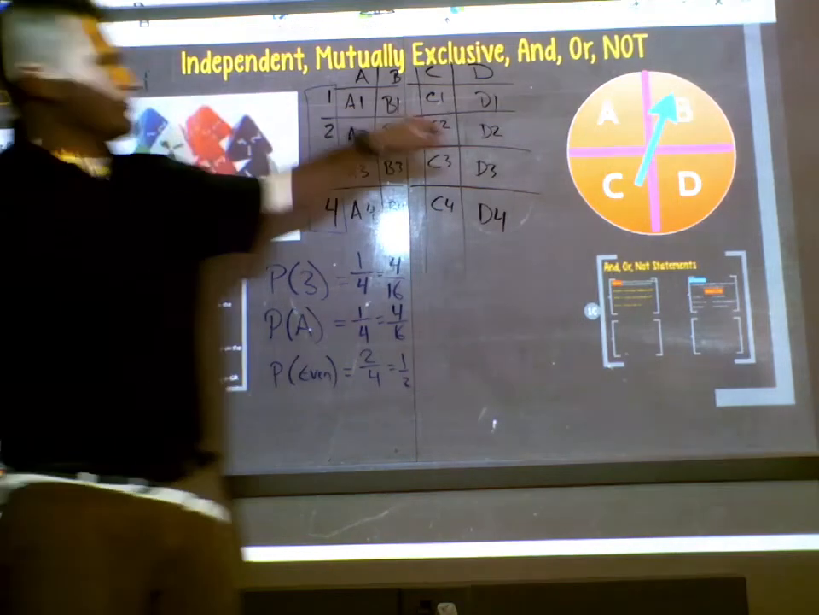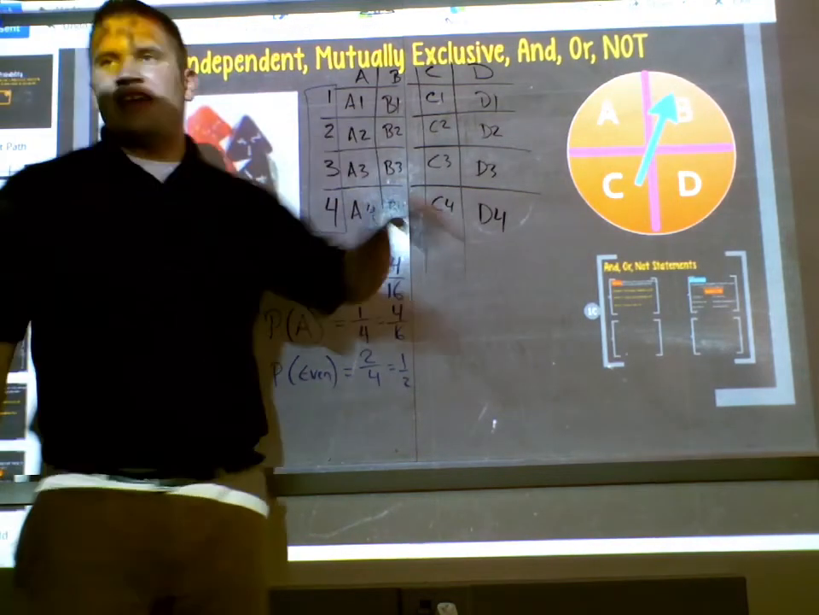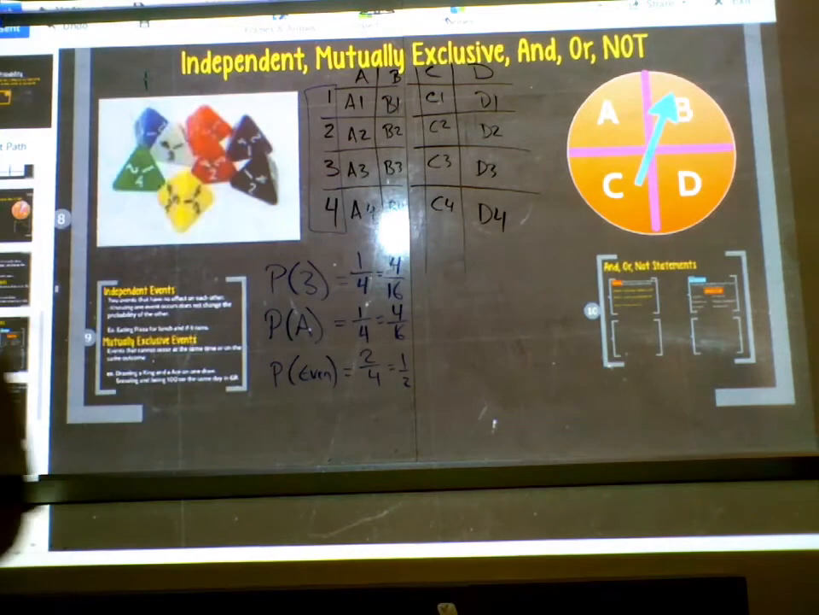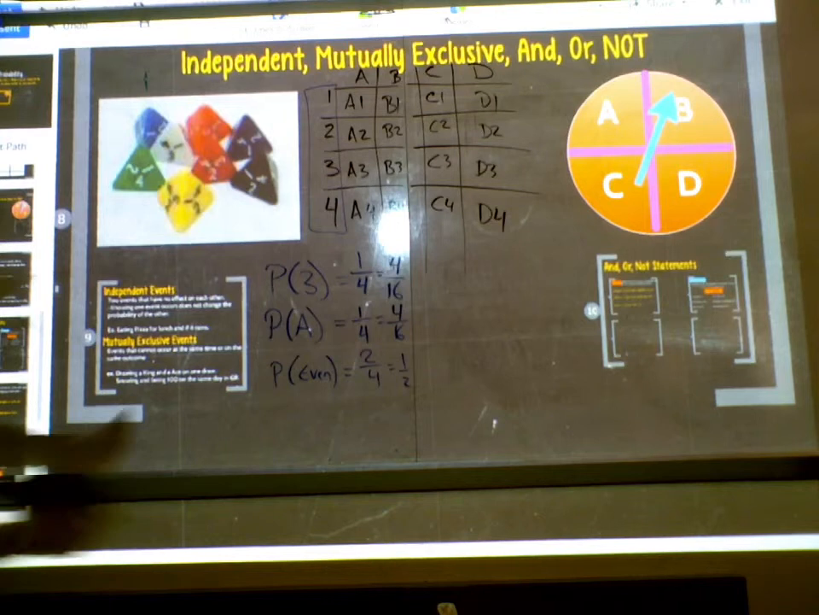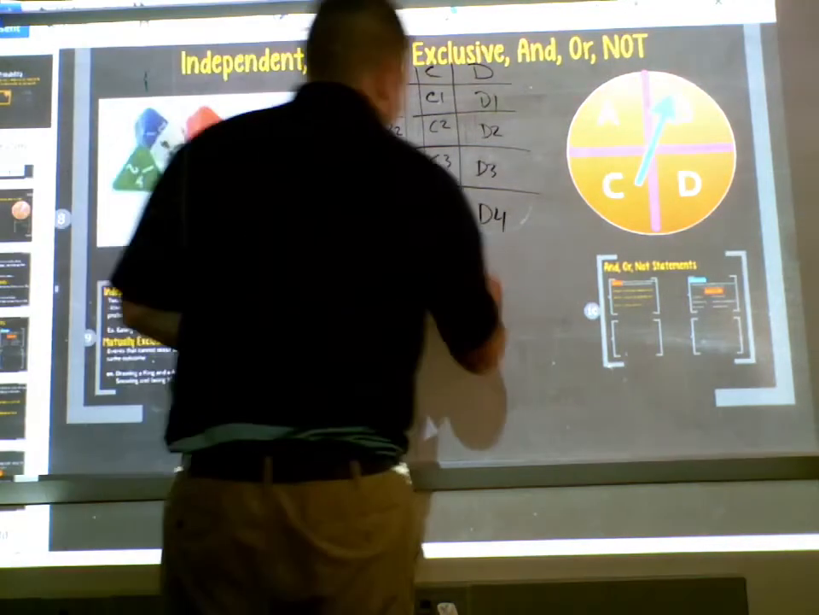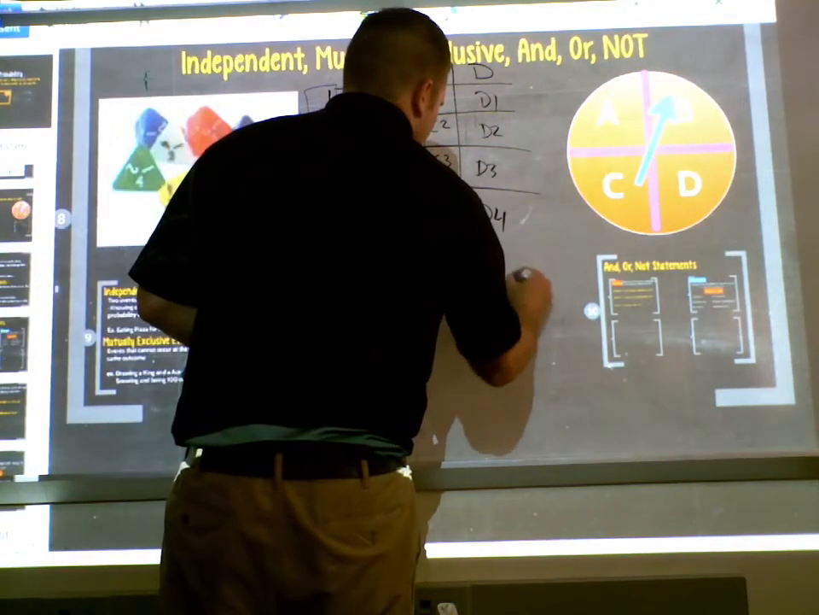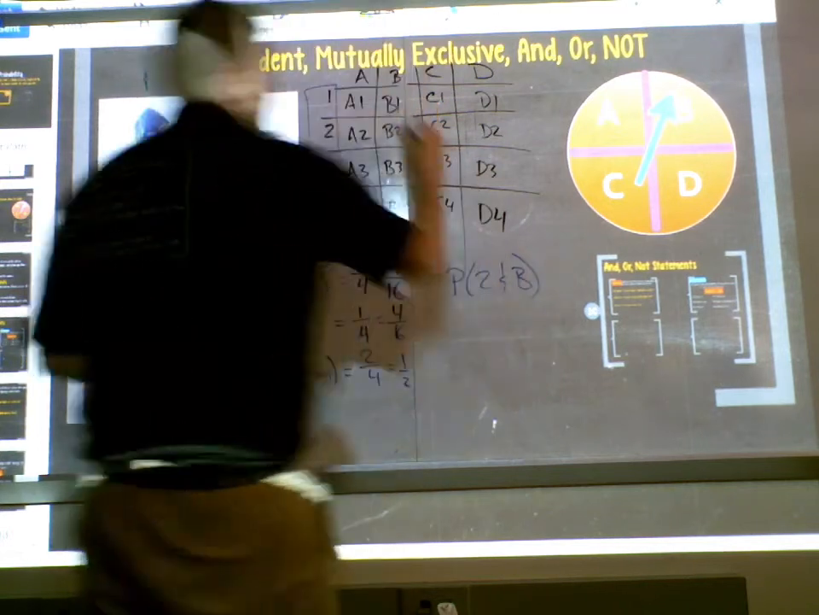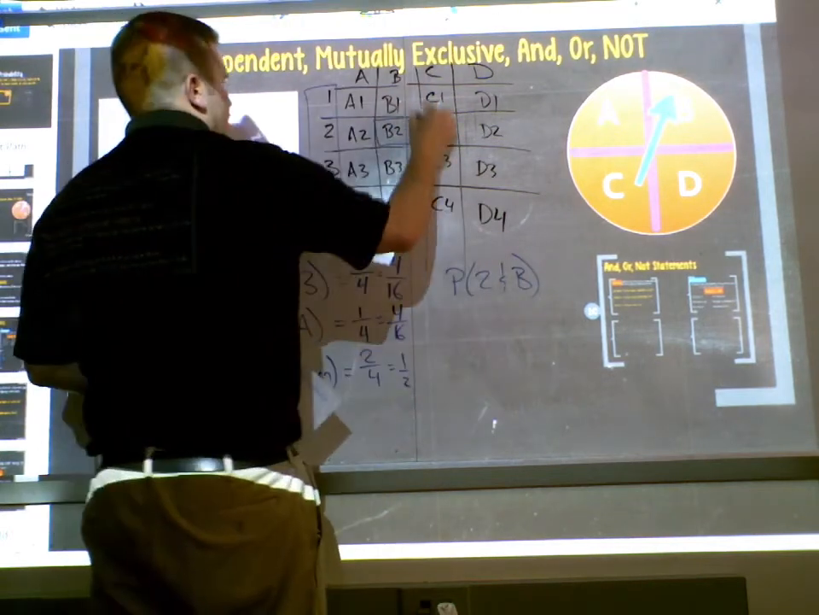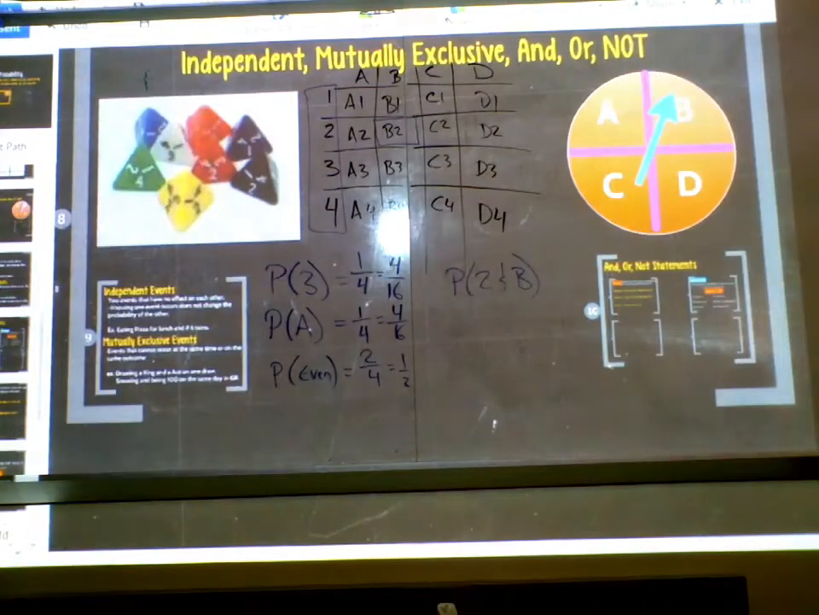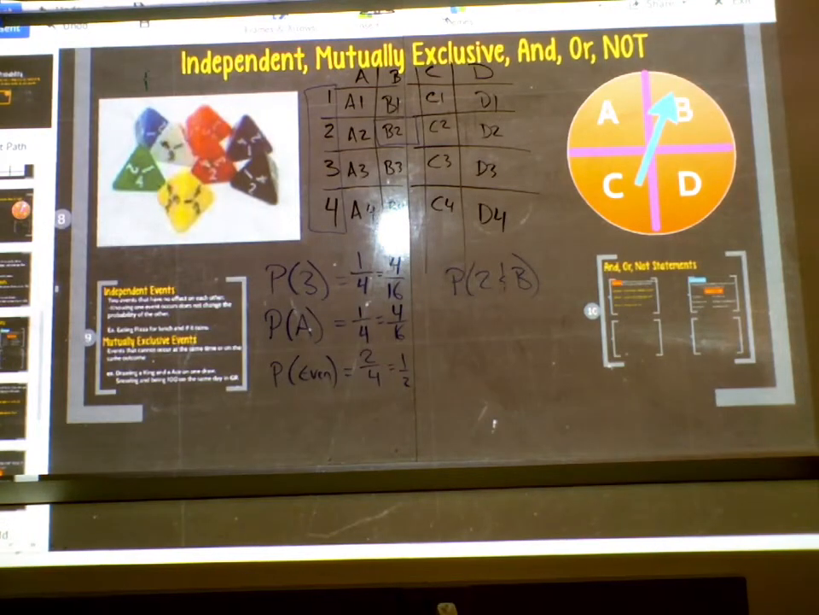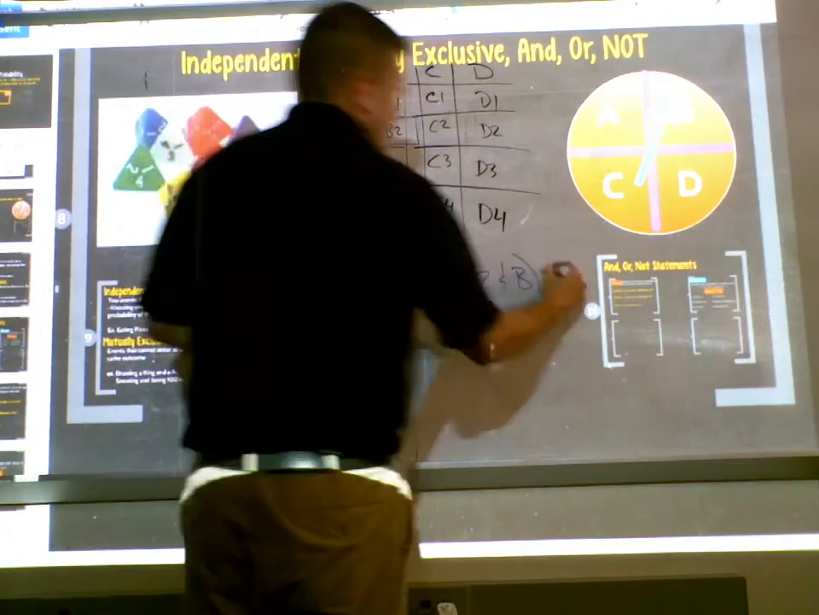1, 2, 3, 4, 5, 6, 7, 8. 8 out of 16 makes 1/2. Okay? The last one. The probability of a 2 and a B. 1/16. Good. There is only one square that has both a 2 and a B. So the probability is 1 out of 16.